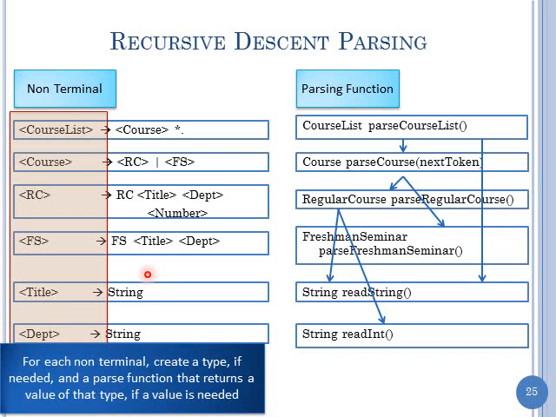Okay, and in this example, does recursive mean anything here? We're not recalling something that was called earlier. A parse course calls parse regular course calls something else. It's not as if parse regular course calls parse course. Okay? In general, things will be recursive. Okay? A statement will go to an if statement. An if statement will have a then part and an else part. A then part will be a statement. Okay? So it'll be recursive.